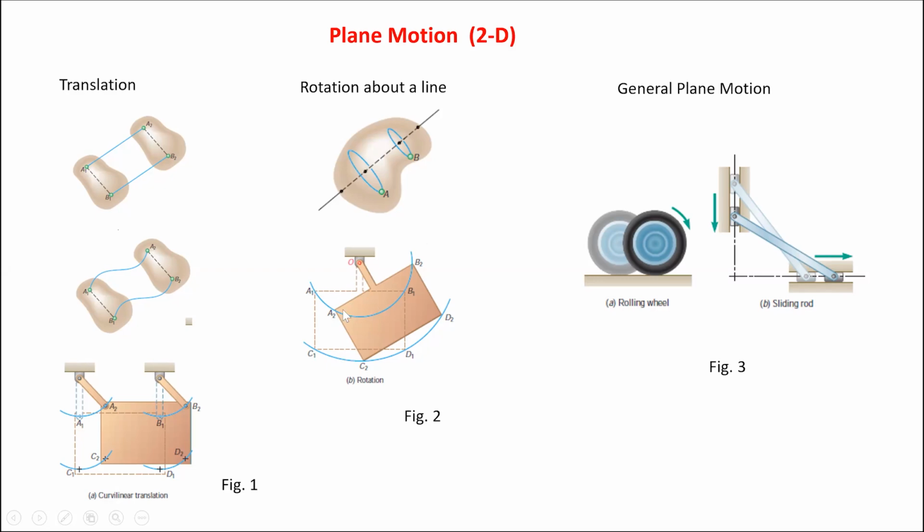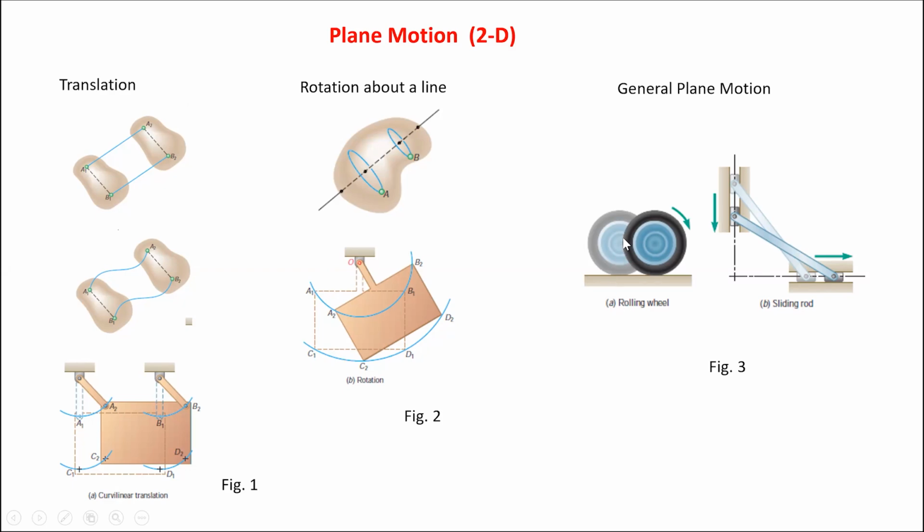So here you can see that this A2 is moving in this circle and this C2 is moving on a bigger circle. So this is a simple rotation. The plane motion consists of either a pure translation or pure rotation, but a general plane motion is a combination of these two.